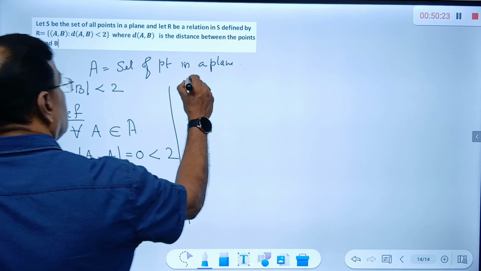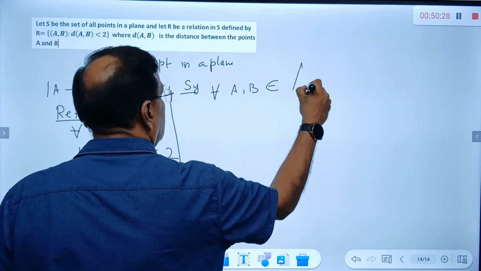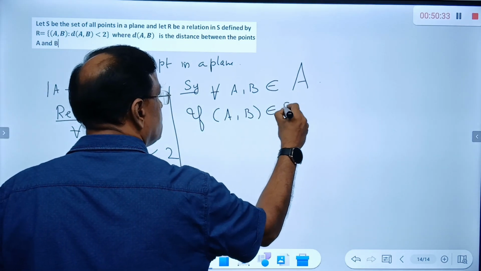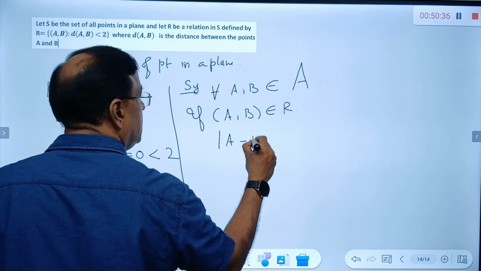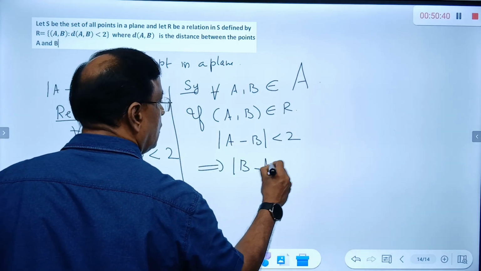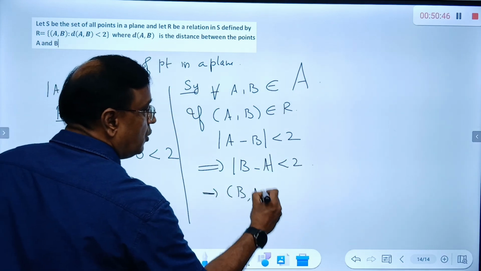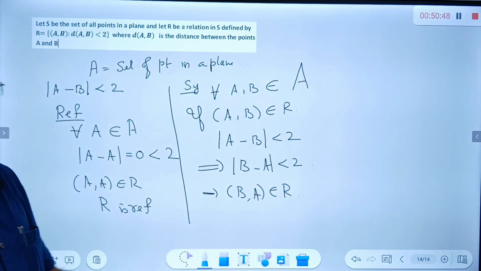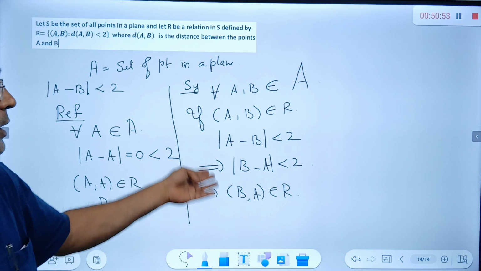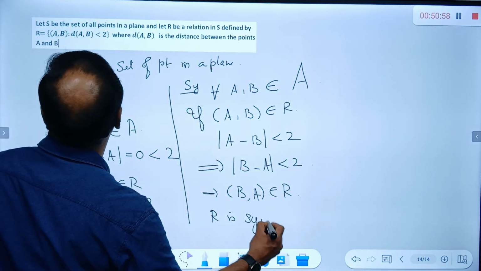Very simple. Symmetric. For every a, b belonging to the set A, if (a, b) belongs to R, that means what? Distance of a and b is less than 2. Definitely distance of b and a will also be less than 2. This implies (b, a) also belongs to R. Distance between a and b is 2 meters, means distance between b and a also will be 2 meters. So it is not going to change. Therefore, this is definitely symmetric.